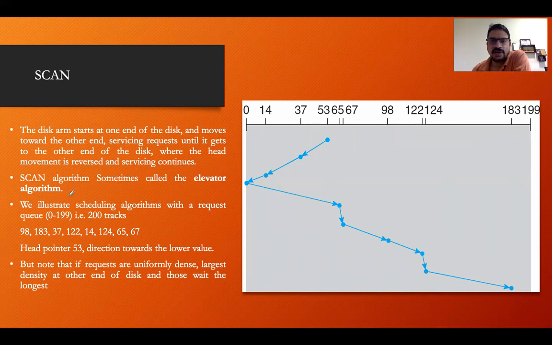So in the elevator, we go up in one particular direction and then we go down in one particular direction. Let's say this is my request. The initial point is 53 and the direction we are going is toward the lower values. So we serve the lower values first in one direction, and after that we go in the up direction. But note that if requests are uniformly dense, with large density at the other end of the disk, those wait the longest. So if the density of requests at the other end is high, that end has to wait a longer period of time because I am moving in one direction.